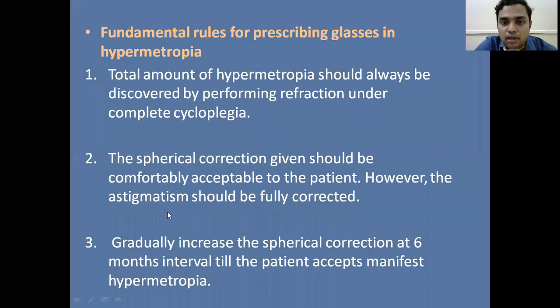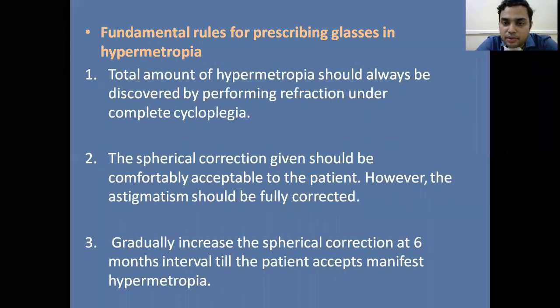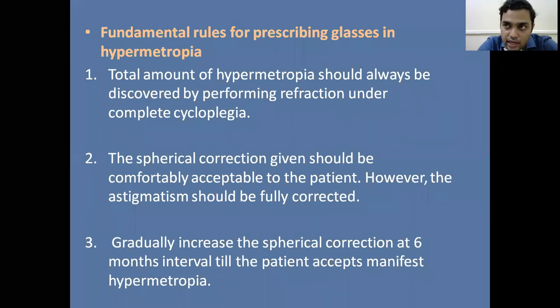So these are the fundamental rules of prescribing glasses in hypermetropes. First thing is the total amount of hypermetropia should always be discovered by performing the refractive error correction under cycloplegia. So I already told you that the total hypermetropia is only disclosed if we dilate the patient. With the help of cycloplegics or mydriatics, we have to dilate the patient and paralyze the ciliary muscle, and then only we can disclose the total hypermetropia.